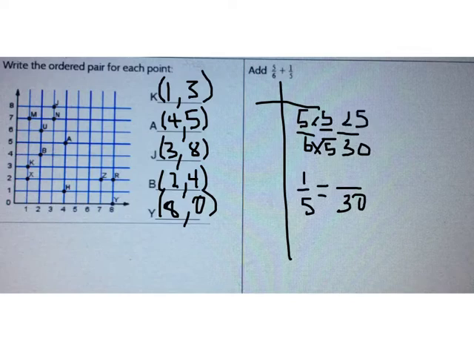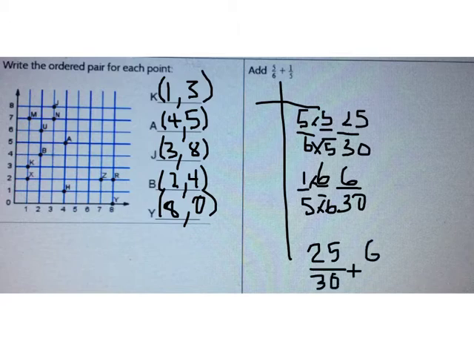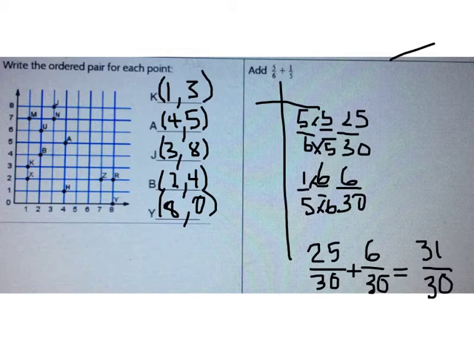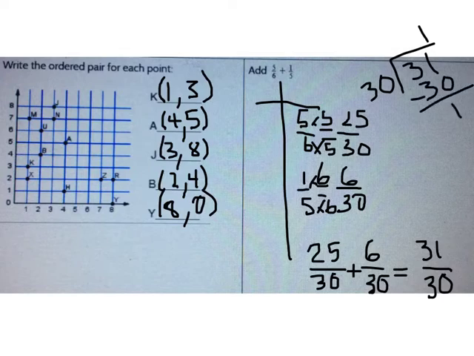When I change 1/5 so that the denominator is 30, what's my new fraction? Well, 5 times 6 is 30. 1 times 6 is 6. What's 25 over 30 plus 6 over 30? It's 31 over 30. How do I write that result as a mixed number? Well, when I divide 31 divided by 30, it goes in one time with 1 left over. So the answer is 1 and 1 over 30.